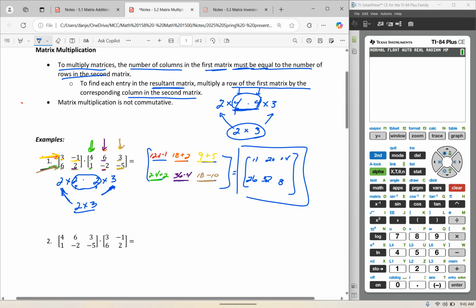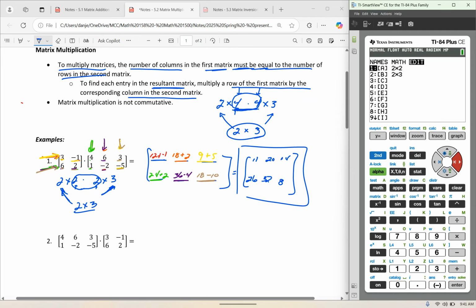Okay, it's the same process again and again. I could do multiple examples. It's the same process. To get the element in the first row, first column, you multiply the first row times the first column. I can also use my calculator to do matrix multiplication.